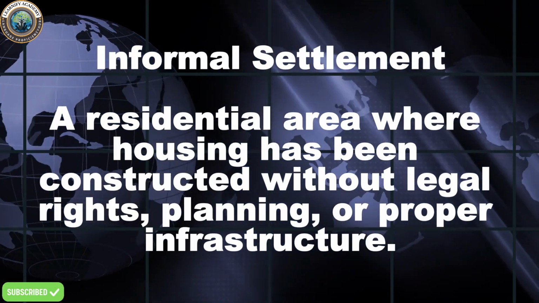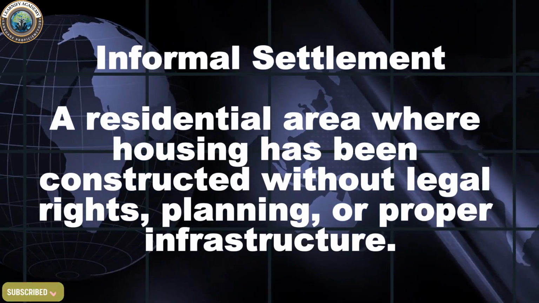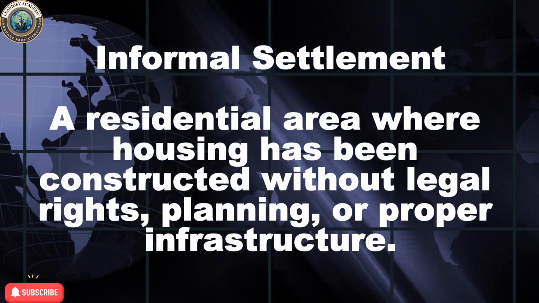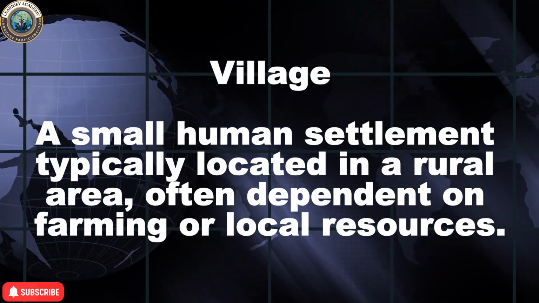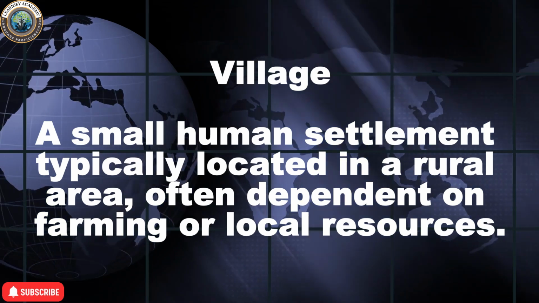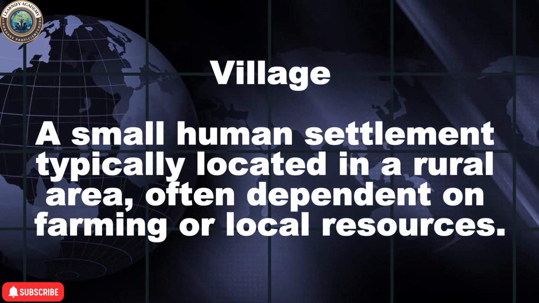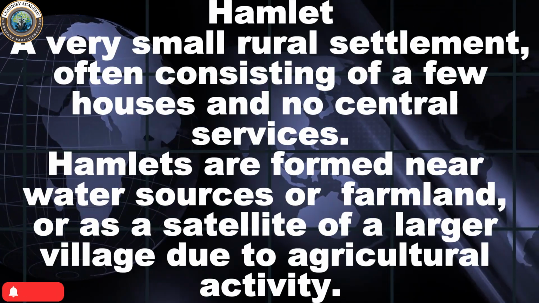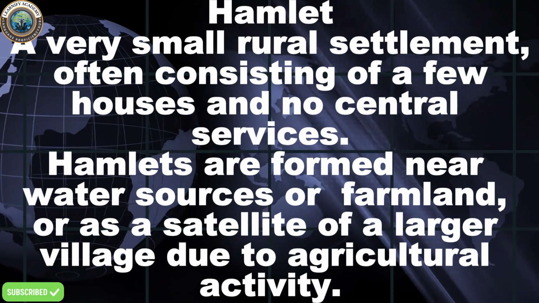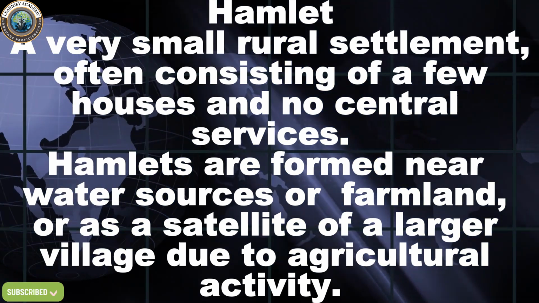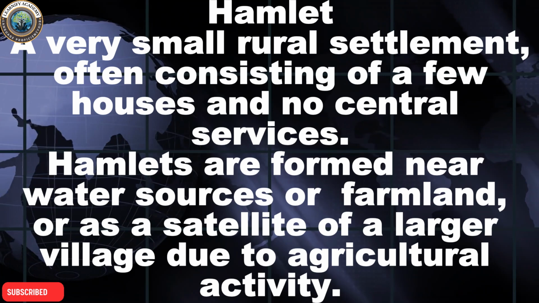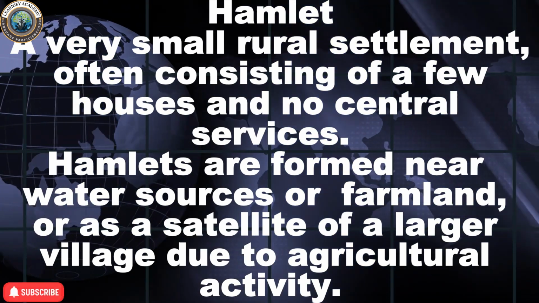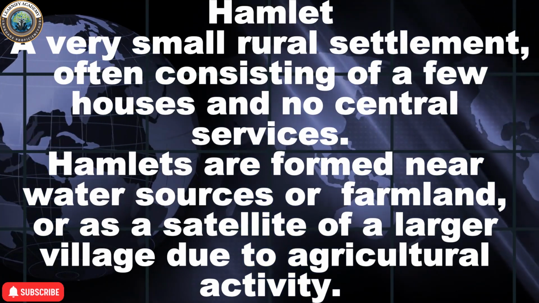Informal settlement, a residential area where housing has been constructed without legal rights, planning, or proper infrastructure. Village, a small human settlement typically located in a rural area, often dependent on farming or local resources. Hamlet, a very small rural settlement, often consisting of a few houses and no central services. Hamlets are formed near water sources or farmland, or as a satellite of a larger village due to agricultural activity.